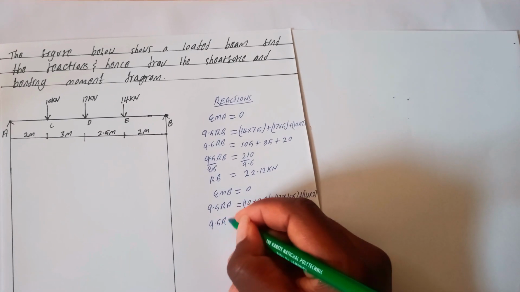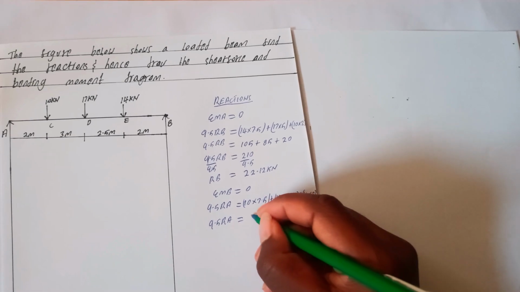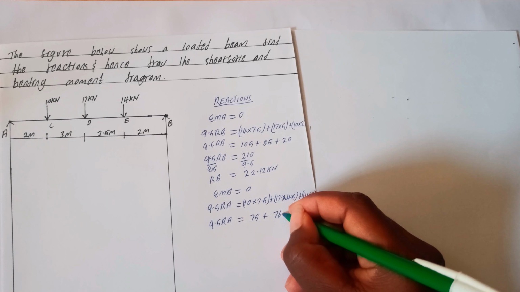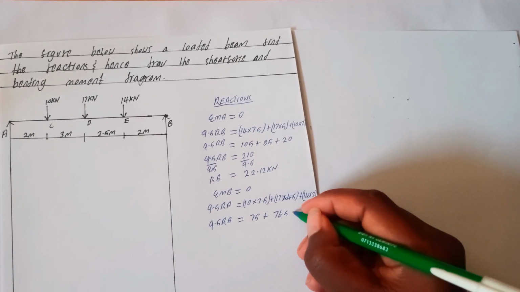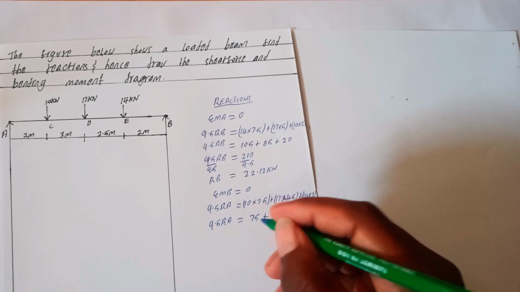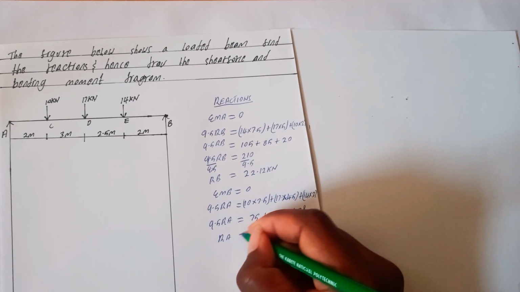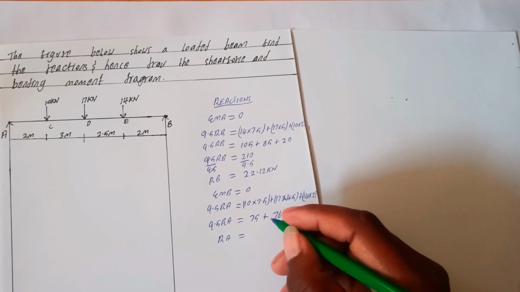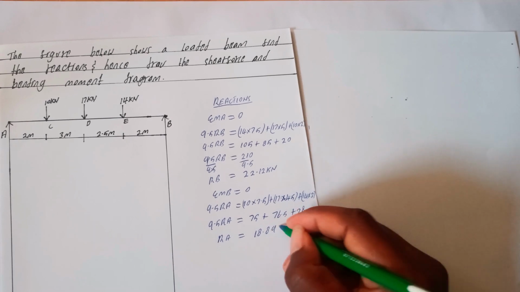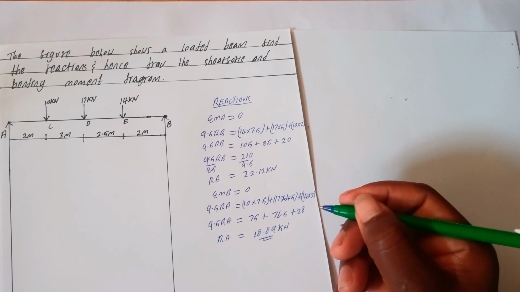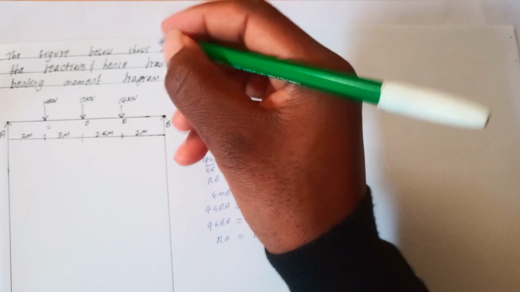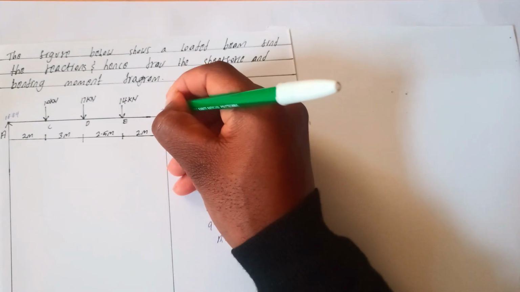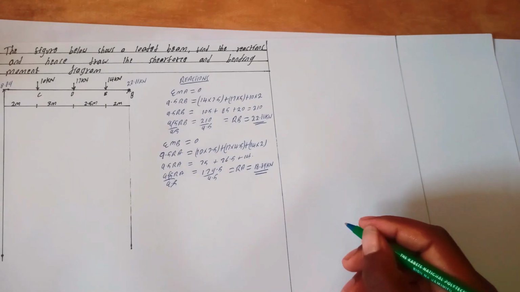So 9.5 RA will give me 10 times 7.5 will give me 75 plus 17 times 4.5 will give me 76.5. Then 14 times 2 will give me 28. So RA will be 18.89 kN, the reaction at A. So we have 18.89, the reaction at RA. Then the reaction at B will be 22.12. So we can look for shear force.